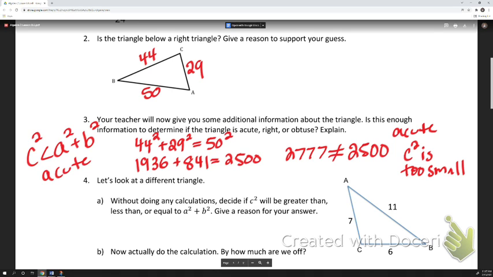All right? Number 4, let's look at a different triangle. Without doing any calculations, the side of c squared will be greater than, or less than, or equal to a squared plus b squared. Give a reason for your answer. Then B, actually do the calculation. By how much are we off? Try number 4 now. What kind of triangle is it? Is it right? No, we can see that from the image. We have to decide between acute and obtuse. Try number 4 now, please, with your partner.